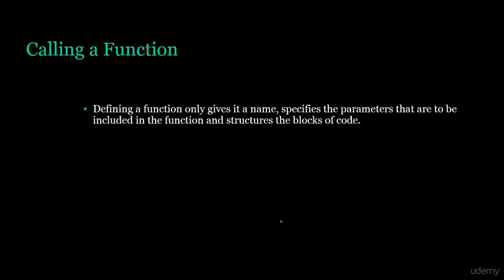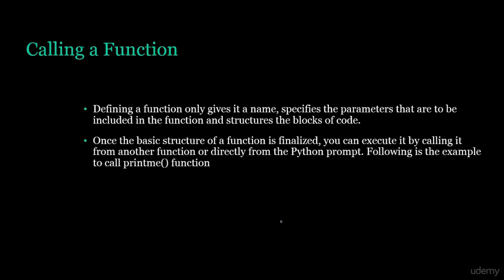How can we call a function? Defining a function gives it a name, specifies the parameters that are to be included in the function, and structures the block of code. Once the basic structure of a function is finalized, you can execute it by calling it from another function or directly from the Python prompt. Following is the example to call a print me function. Let's see this example.